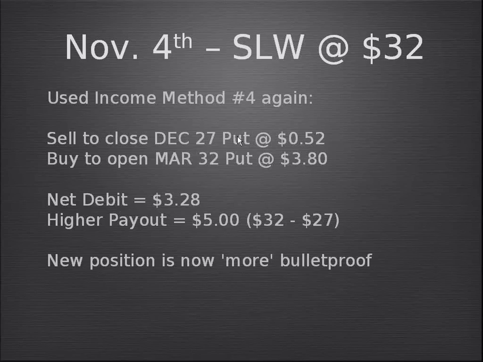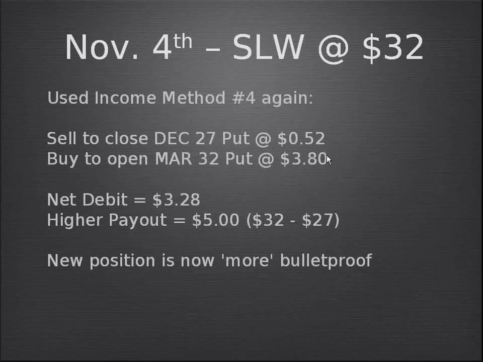I waited too long and the stock continued to move. I should have done this other income method number 4 if the stock was trading around $28, $27.50, maybe even $29. It would have been better to do that in October when the stock was trading at that price. Instead, I waited, and what I did is I sold the December 27 put when it was out of the money, so I only got 52 cents for closing that, and then I bought the March 32 put, which was at the money, for $3.80.